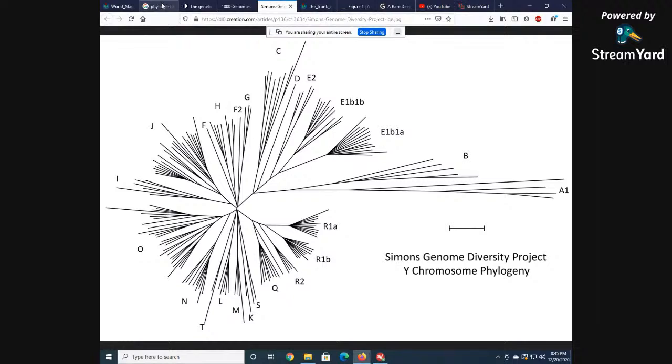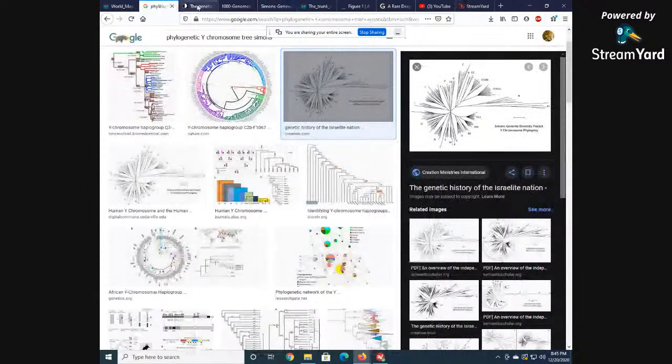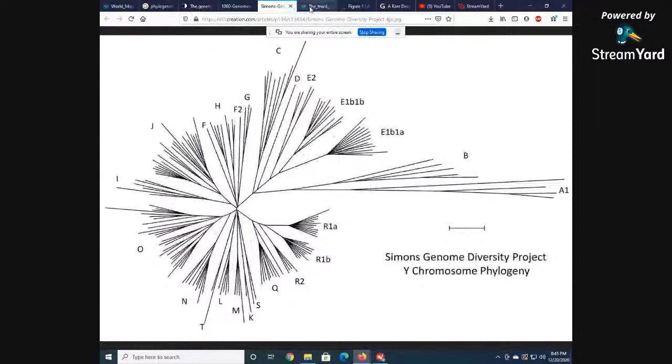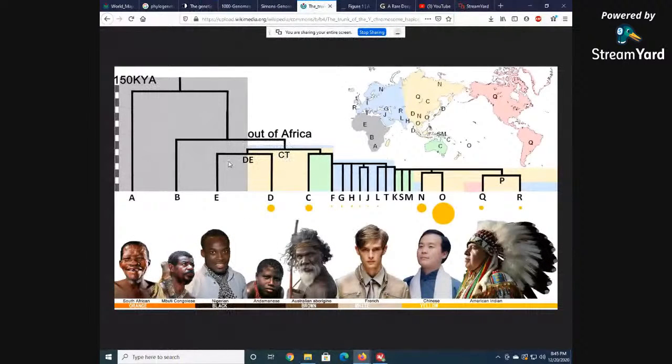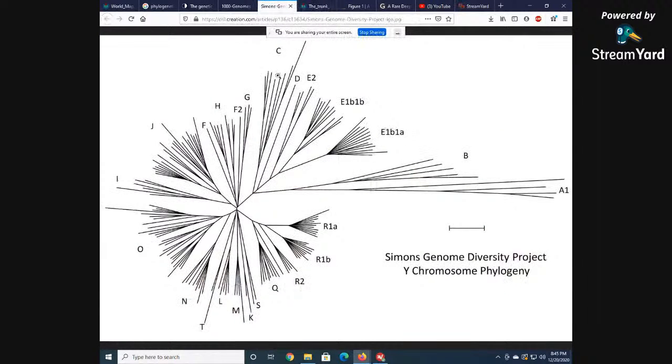Okay, so remember what the claim is. The claim is the out of Africa, that the C, the D and E came from the C, which we just saw it's not the case. Okay, nowhere here does the D or the E come from the C. Now, is it clear? The D and the E's do not come from the C. Neither does anything else come from the C. So that claim is wrong.